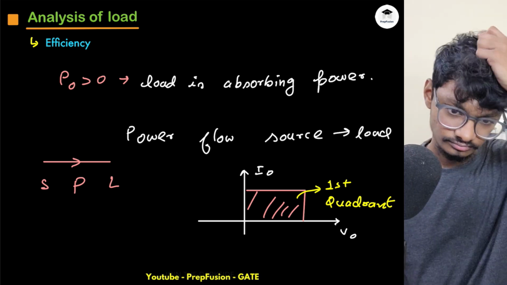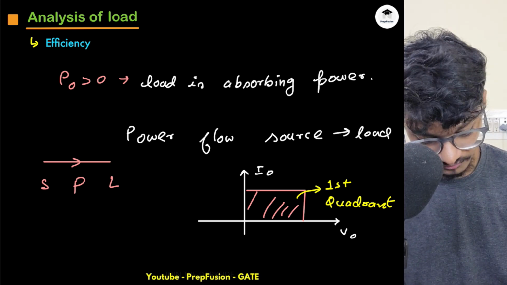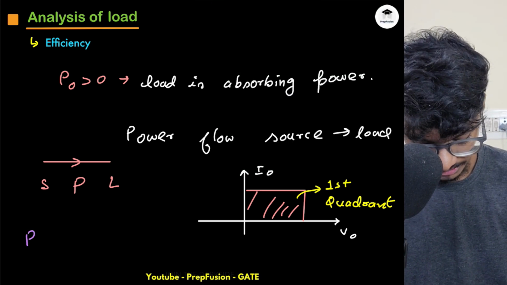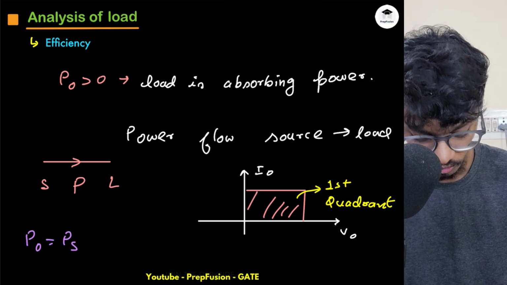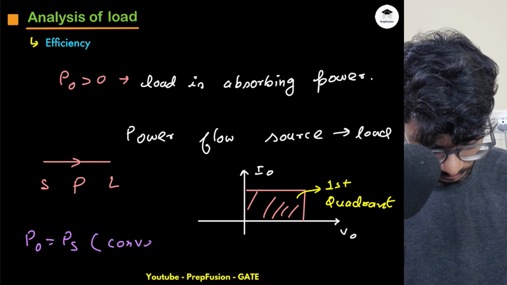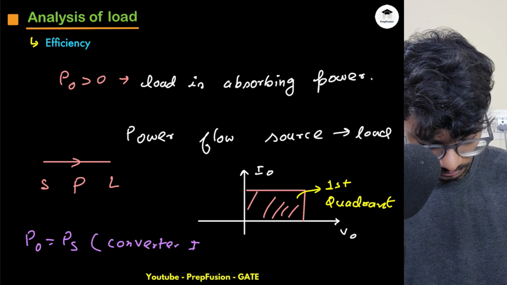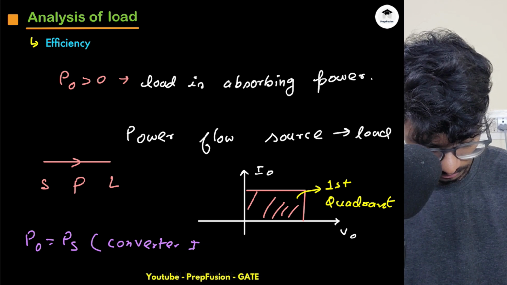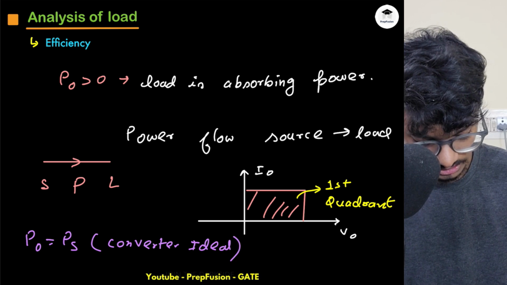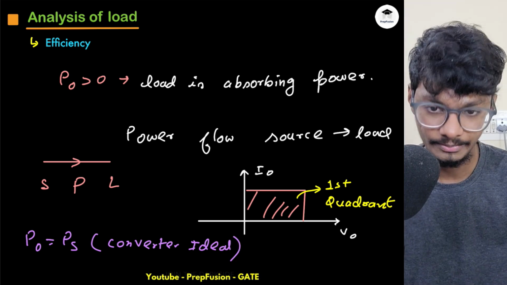First quadrant, okay? And whenever my converter is ideal, hence my PO will be equal to PS. There won't be any switching loss when the converter is ideal, right? So these things you need to keep in mind.